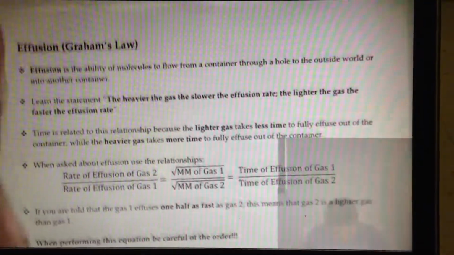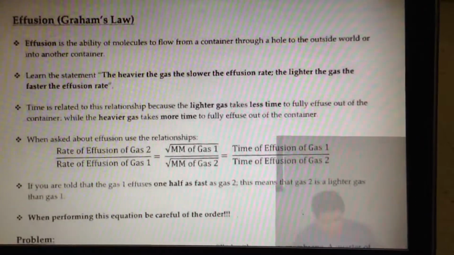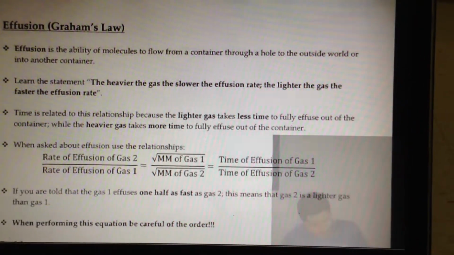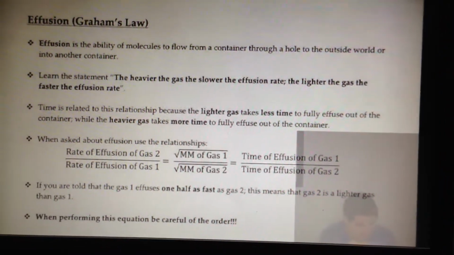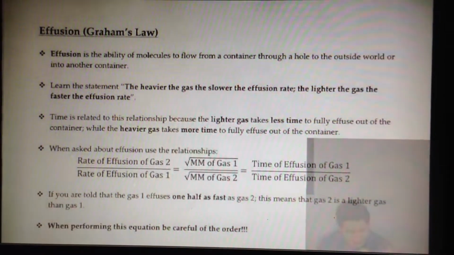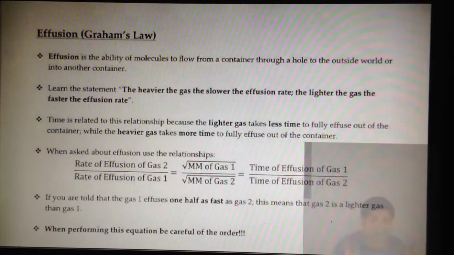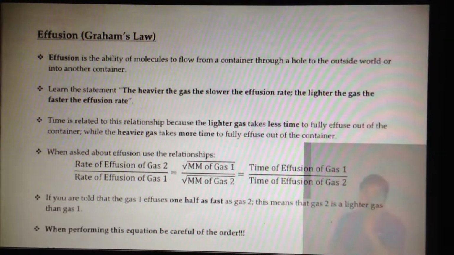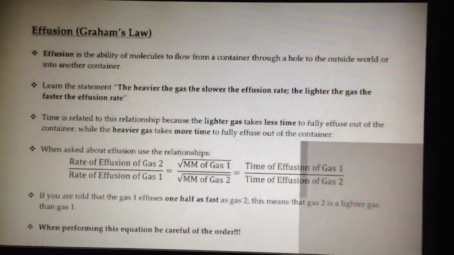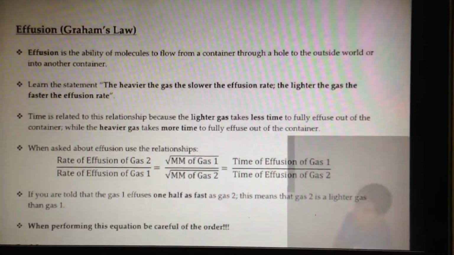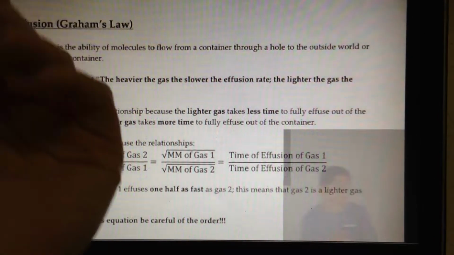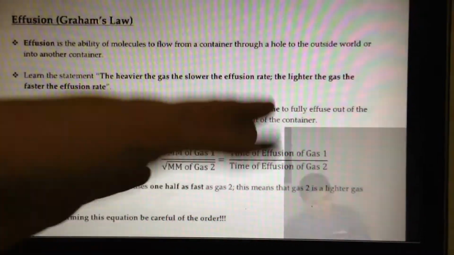So, first of all, when we talk about effusion, we need to know that the heavier gas itself is going to be slower than the lighter gas, all right? Because effusion is basically when a gas escapes out of a container. So in general, the heavier gas is going to take a longer time to effuse, and the lighter gas is going to take a shorter time to effuse. So that's important that we realize that, okay?